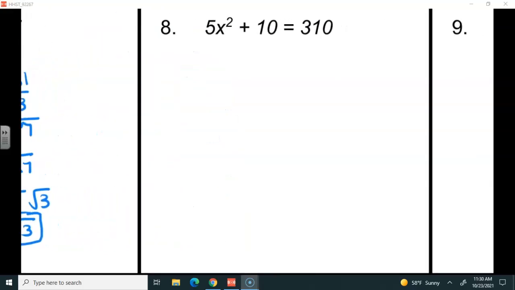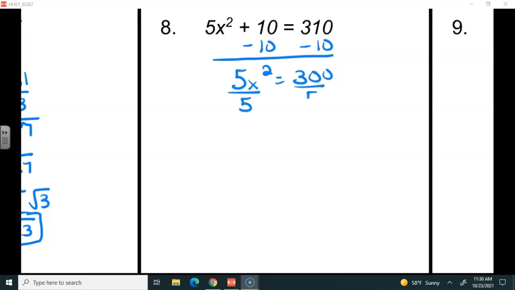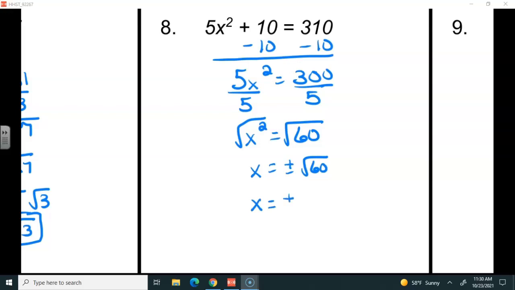Here we're going to subtract 10. And I'm going to get 5x squared equals 300. Divide by 5. X squared equals 60. I'm going to square root both sides. X equals plus or minus the square root of 60. And I'm going to need to break that down. So if you think about that, 4 and 15. And then x equals plus or minus 2 square root of 15.